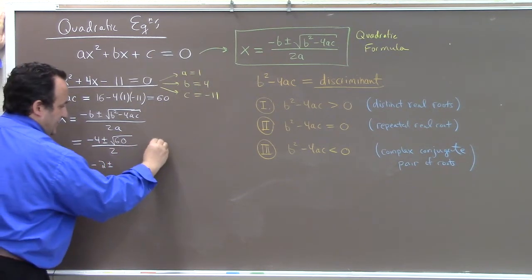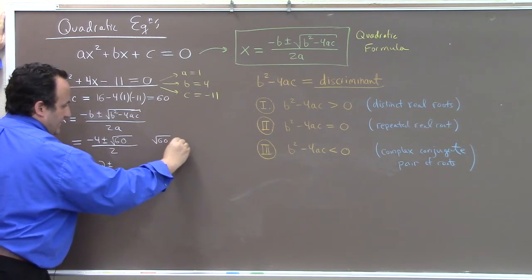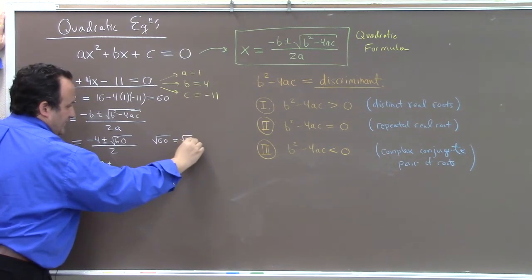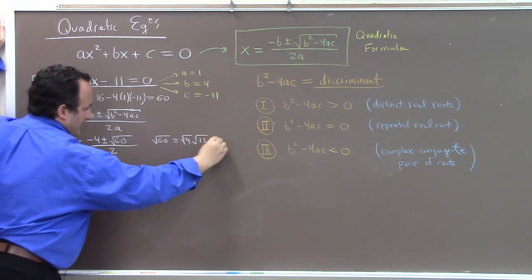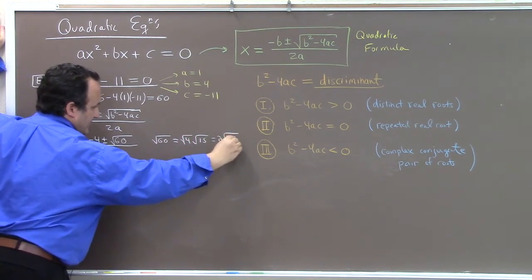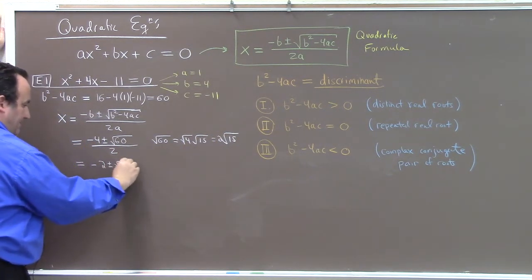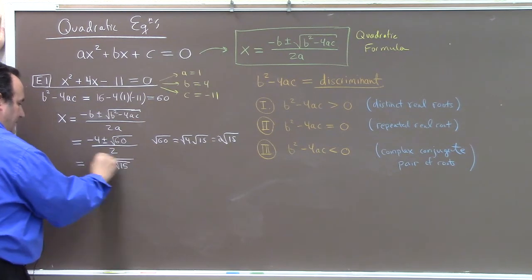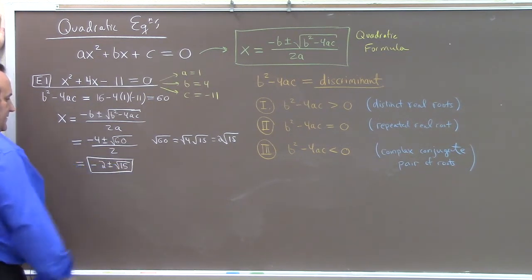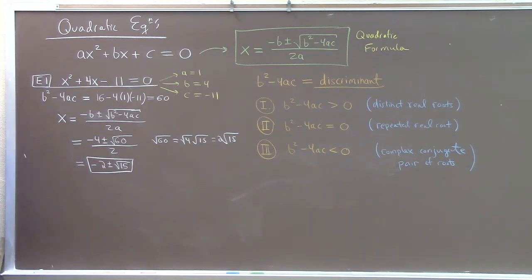But the square root of 60 is the square root of 4 times the square root of 15, which is 2 times the square root of 15. So the 2's cancel here and just leave us plus or minus the square root of 15. So there you go. There's the solutions via the quadratic formula.